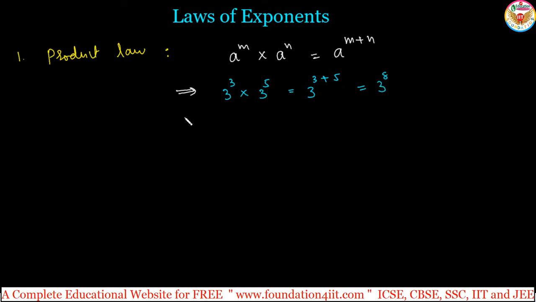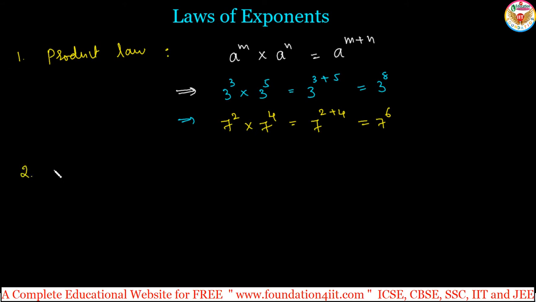If the power is even or negative also, the same will apply. For example, 7 to the power 2 and 7 to the power 4. We can write 7 to the power 2 plus 4, so 7 to the power 6, and so on. Okay, this is the product law.